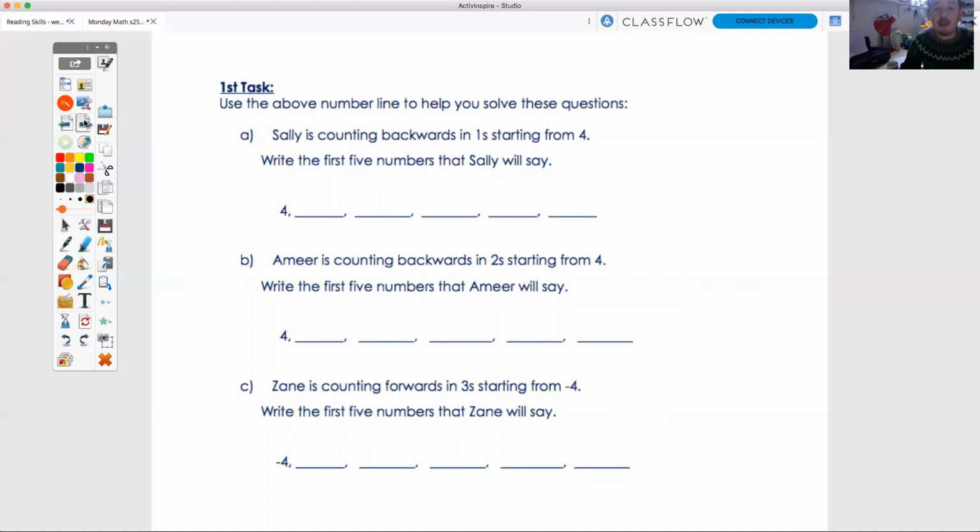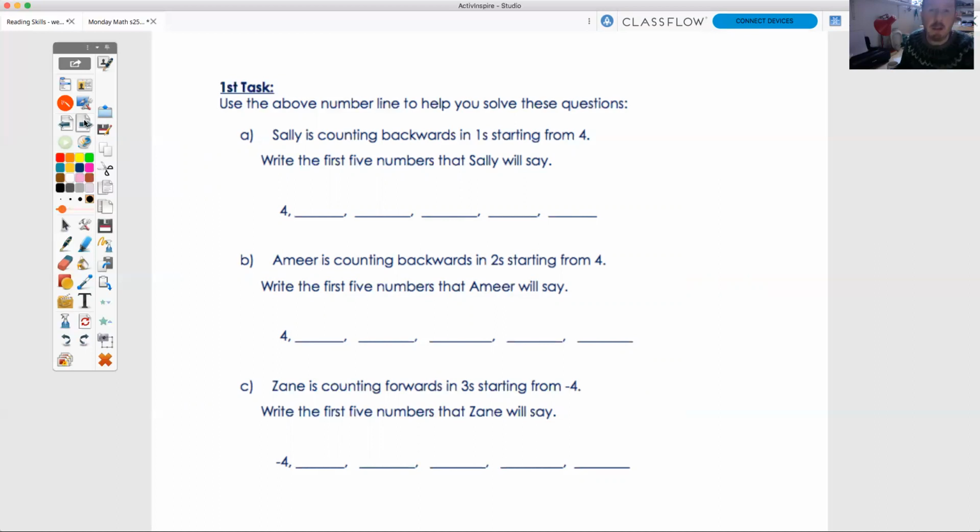Question 2, Amir is counting backwards in 2s, starting from 4. Write the first 5 numbers that Amir will say, going backwards in 2. 4, 2, something else. Remember what it might be. It's quite important. Use the number line in front of you, or if you prefer, draw your own number line. That might help. Zane is counting forwards in threes, starting from -4. Write the first 5 numbers that Zane will say.